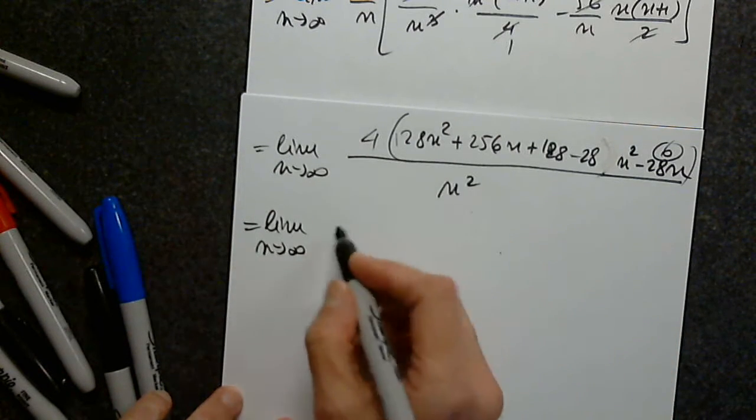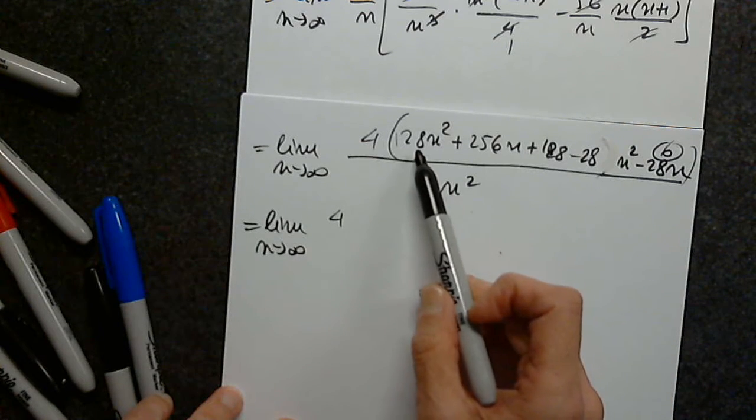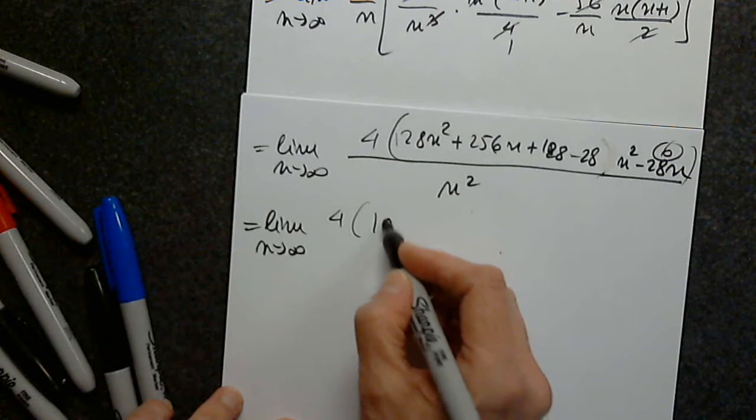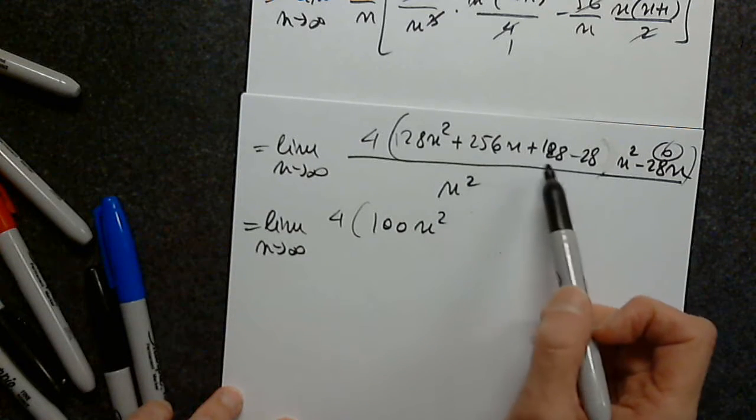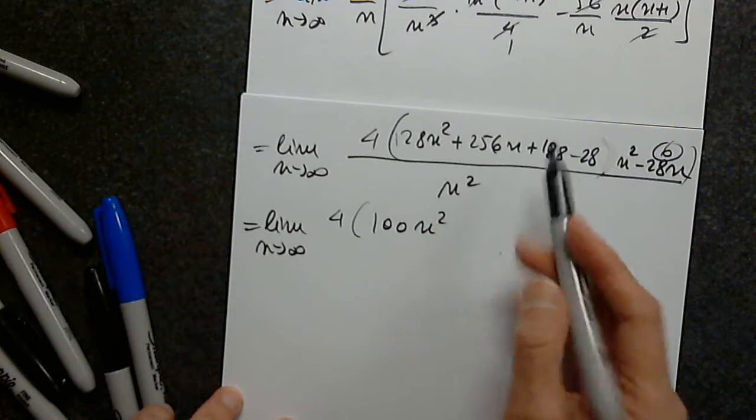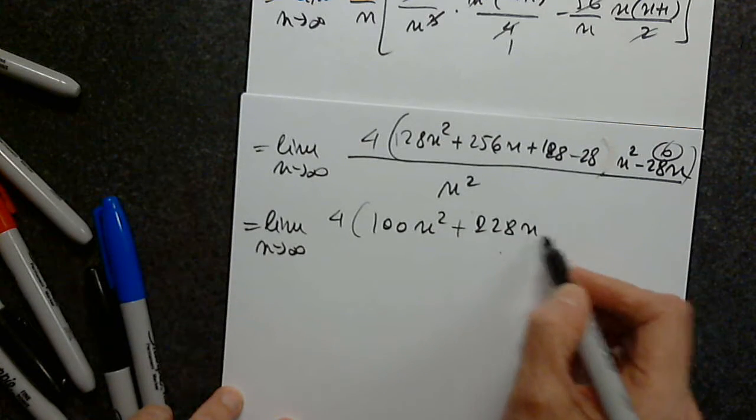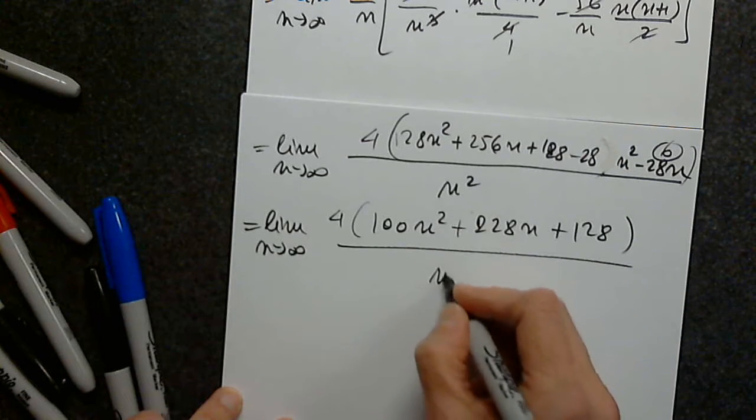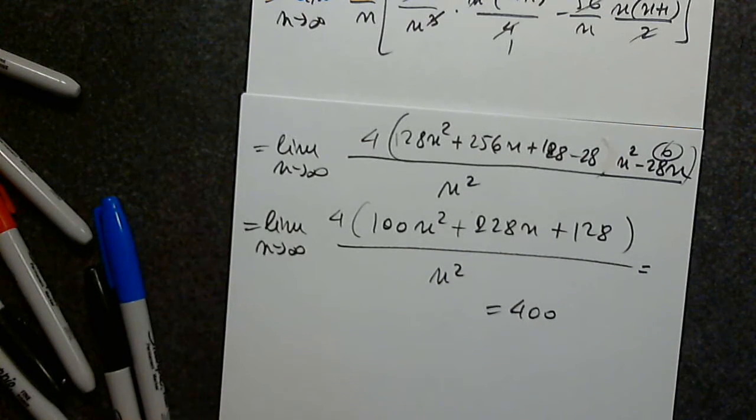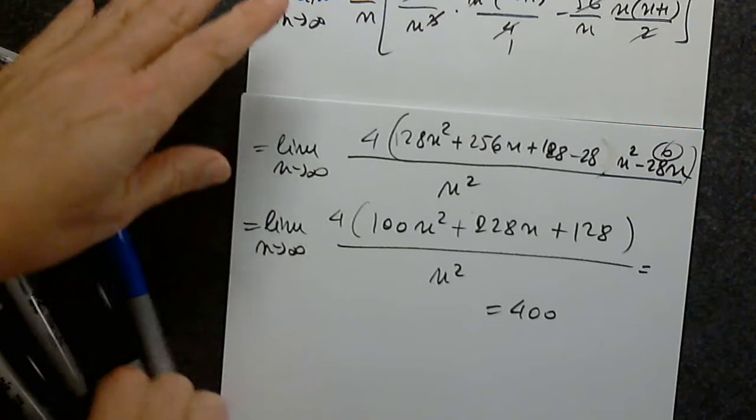Okay, so let's see what we have here. 4 is still there. I have 128 n squared minus 28 n squared, which is 100 n squared. And I have plus 228n plus 128 divided by n squared, and I'm sure you all see the 400. Same degree over same degree. When n approaches infinity, the horizontal asymptote is 400. Rational function, same degree over same degree: leading coefficient over the leading coefficient. If you don't, that's okay too.